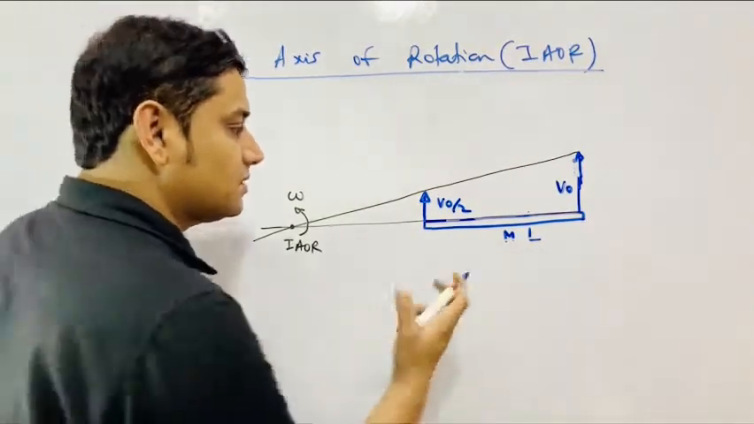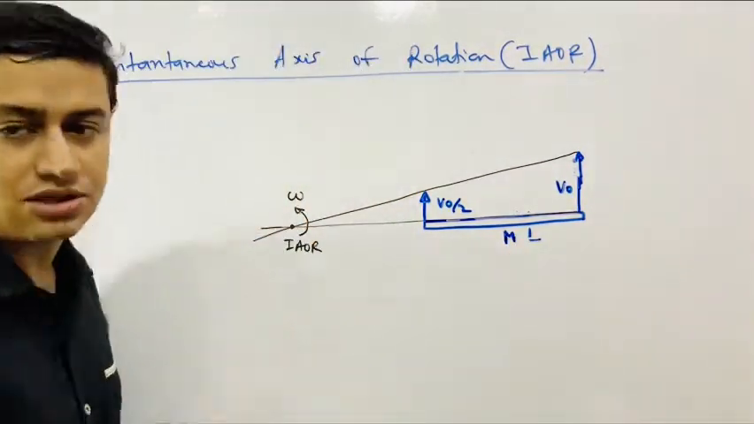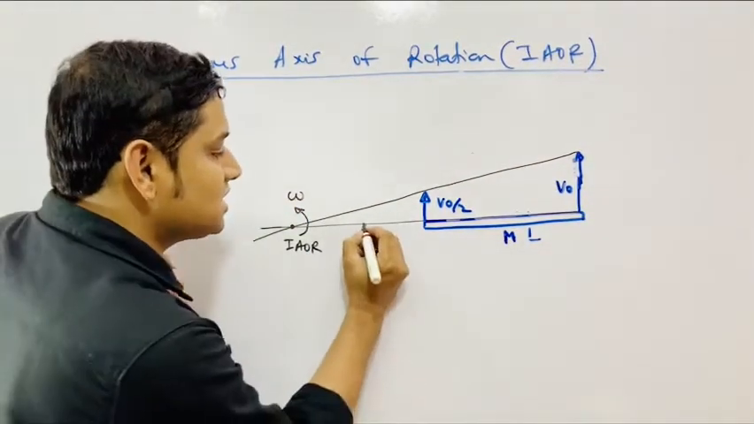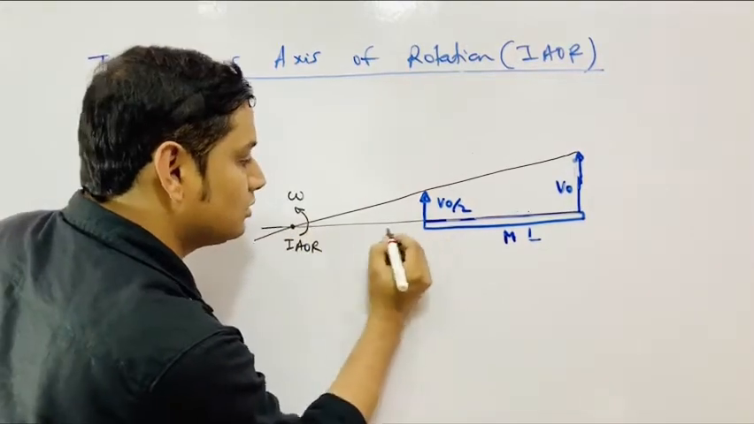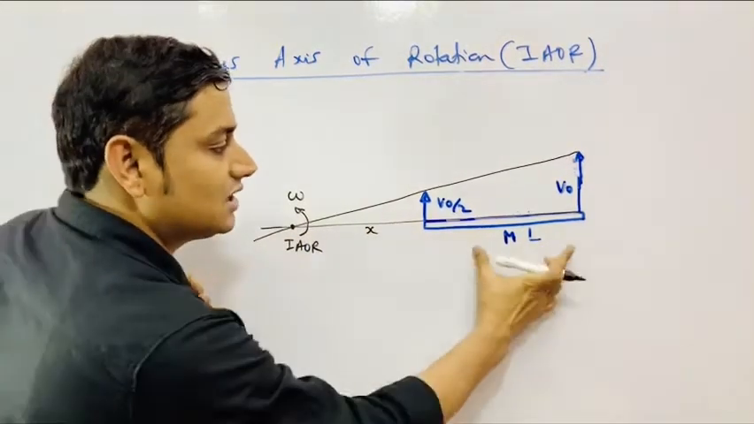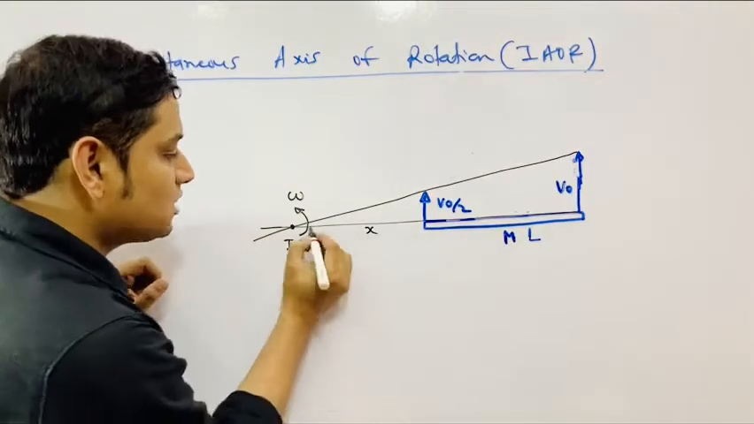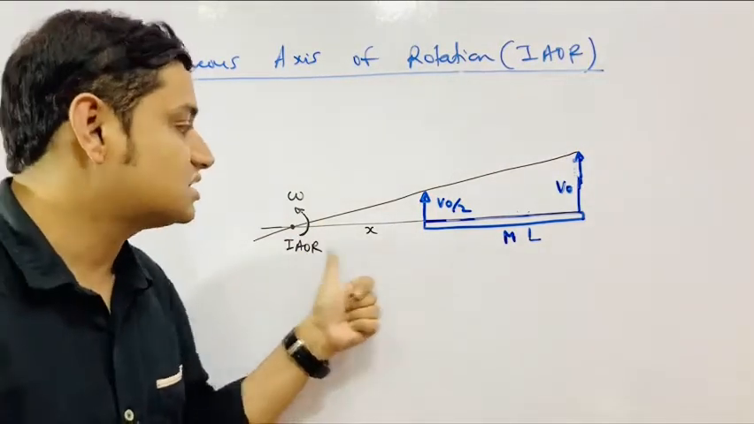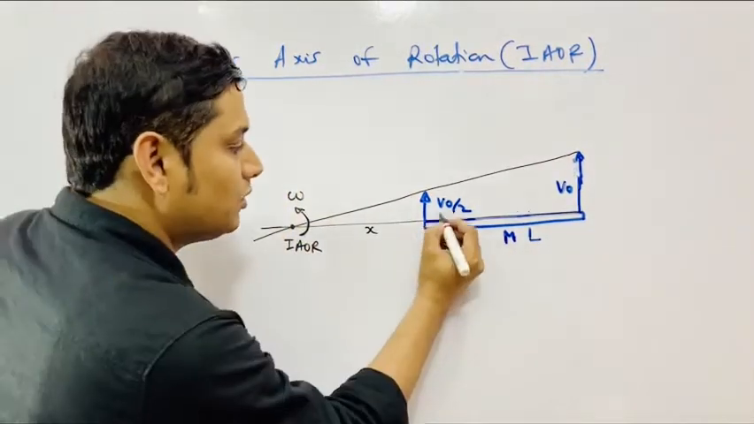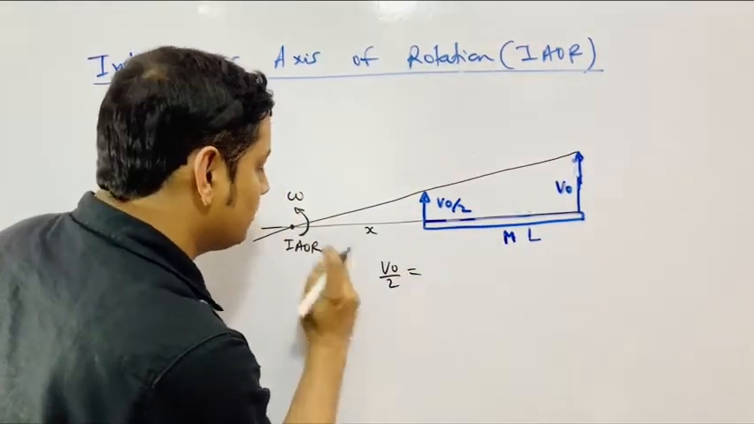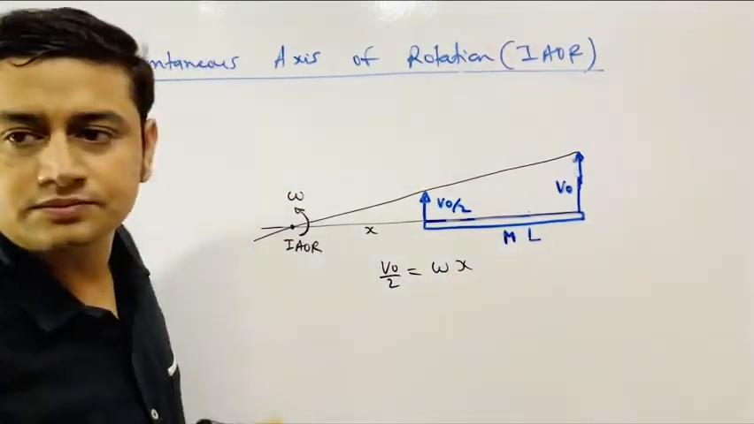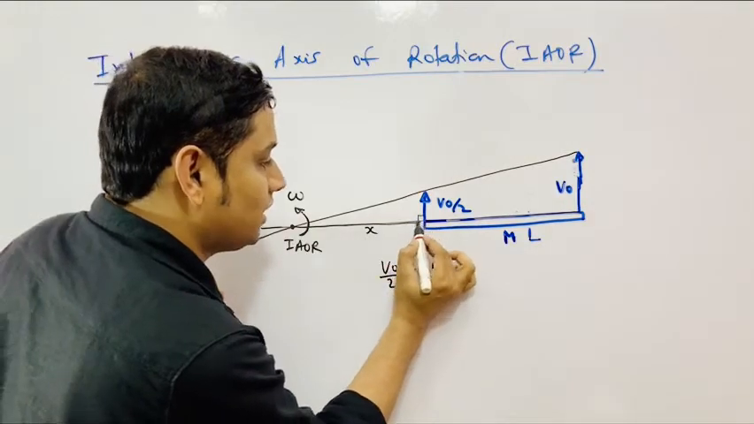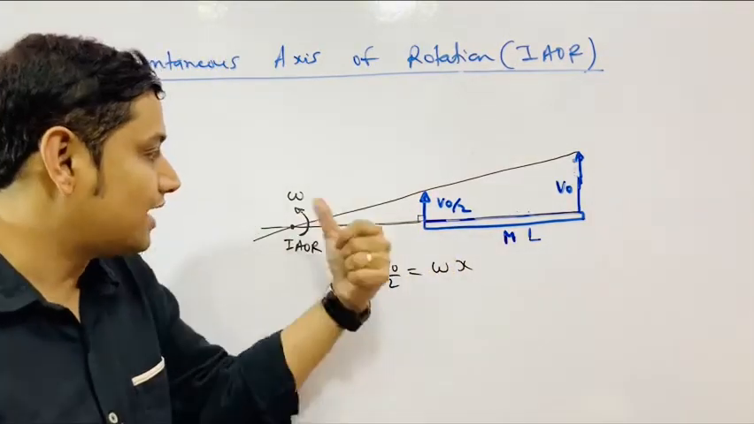So let us see. Suppose this is the instantaneous axis of rotation. Now question is how to get where it is located. Suppose the distance from IAOR to this end is x. This length is L. So what would you get? First of all, if this is omega, then velocity of any point is omega into distance from this axis. So V naught by 2 would be equal to omega into x, because from this axis, the distance of this point is x.